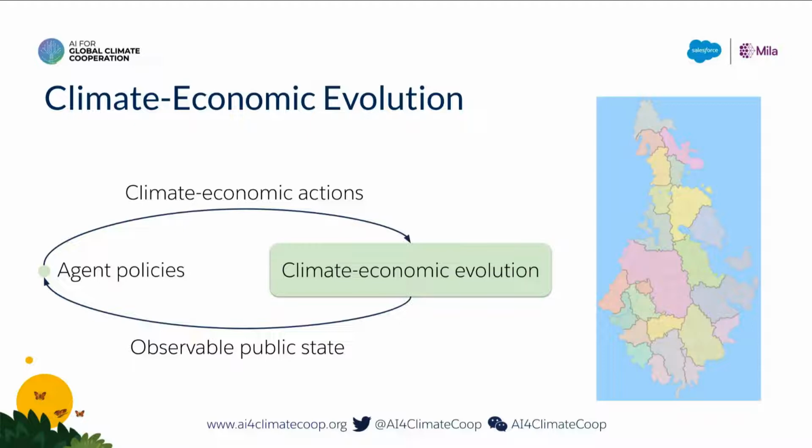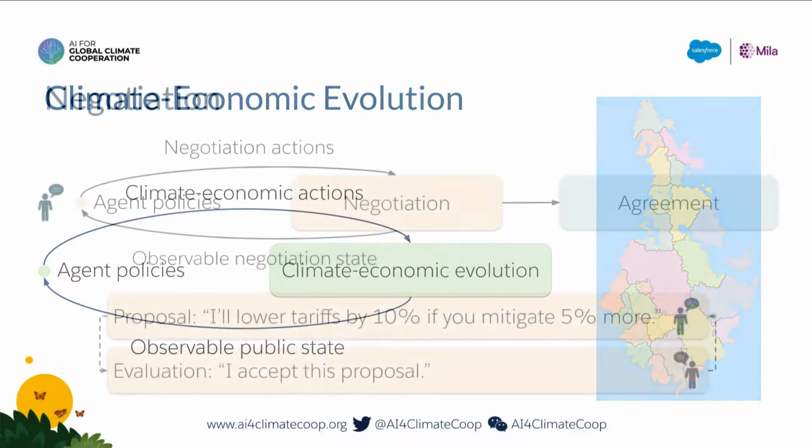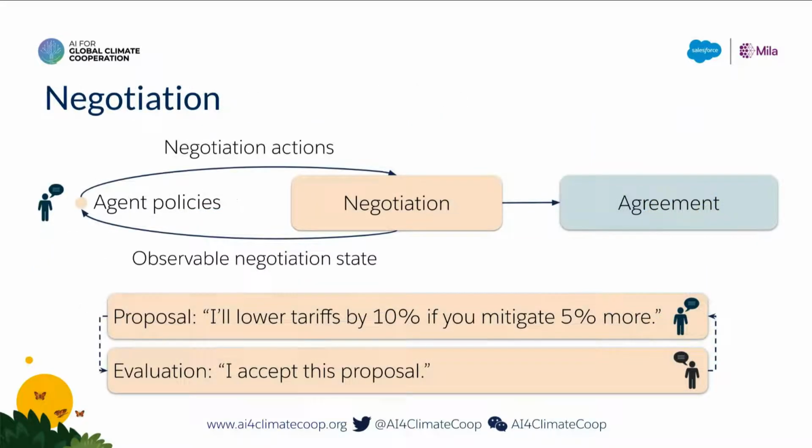Higher temperatures cause damage. The observable public state includes variables such as global temperature, carbon mass, consumption, and other factors. Based on this observable state, agents then choose actions such as how much to mitigate and invest. In turn, these actions affect how the climate and economy co-evolve. At each time step, before acting, agents refer to the negotiation protocol to try to reach agreements. Your goal is to structure these negotiations to reach agreements that improve climate and economic outcomes.